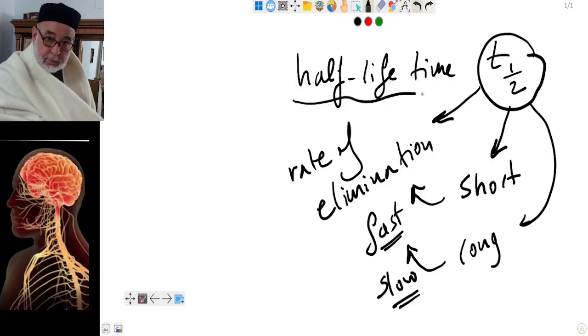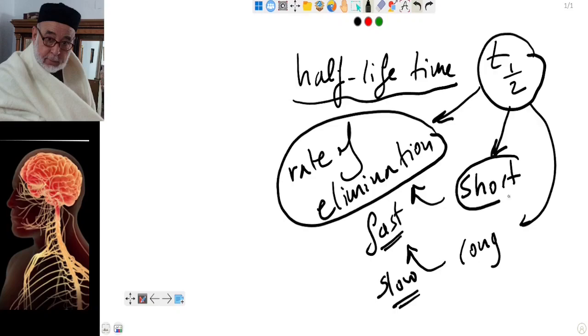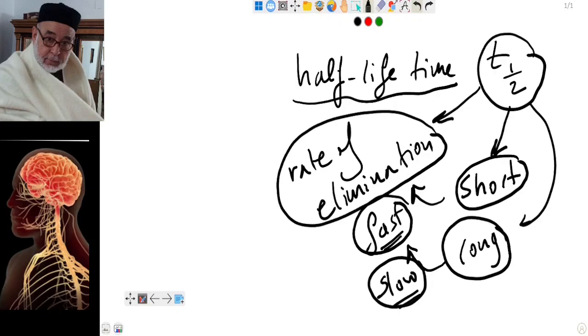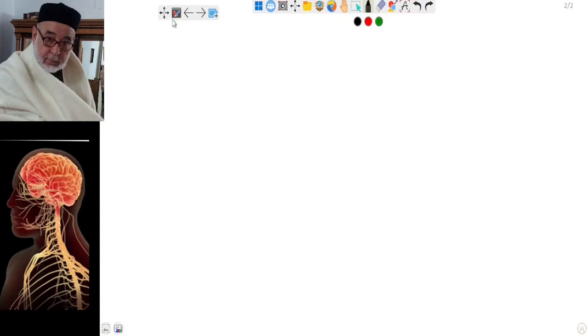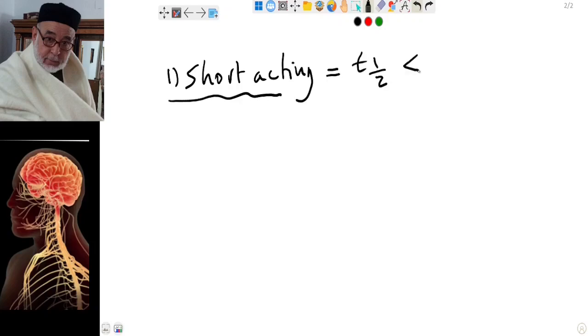So half-life time, as I have said, indicates the rate of elimination. The shorter the half-life, the faster the rate of elimination, and vice versa. The longer the T-half, the slower the rate of elimination, okay? Now, if we apply that to the benzodiazepines, what will we see? Benzodiazepines are classified according to their T-half into, first, short-acting benzodiazepines. Short-acting means their T-half is less than 24 hours.